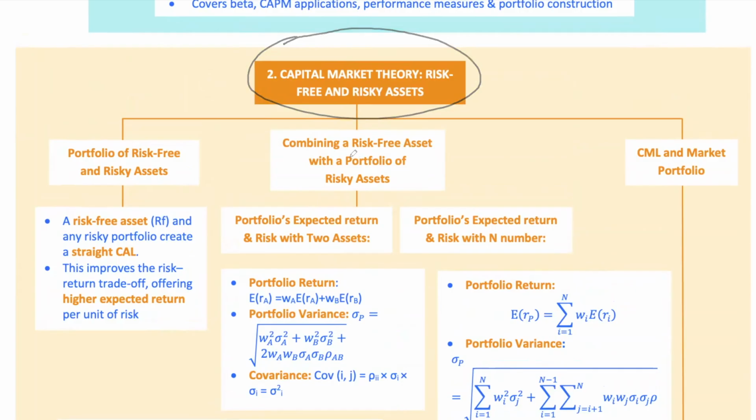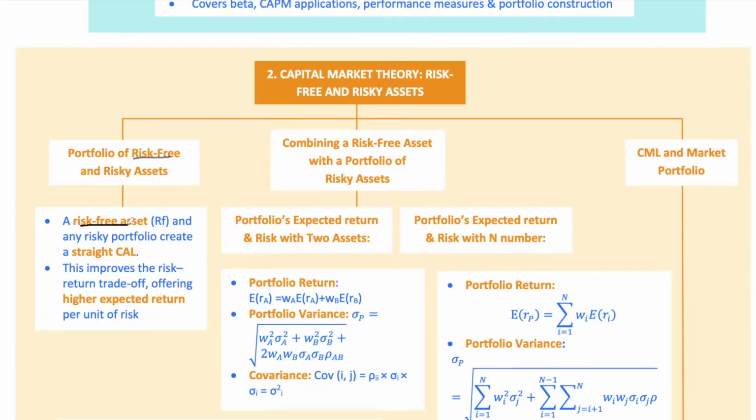Capital market theory, risk-free and risky assets. So let's pick it up from where we left off. Remember? In part one, we learned how mixing risky assets gives us that curved shape, the efficient frontier. But in real life, most investors don't hold only risky assets. They've also got something risk-free, like treasury bills or short-term government notes. And once you throw that risk-free piece into the mix, the whole game changes.